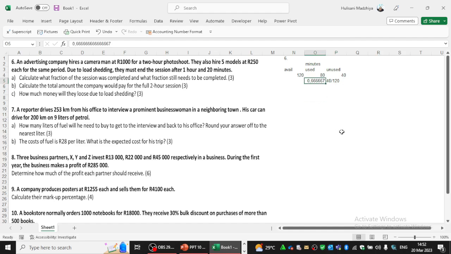Mind you, this one is converting into a fraction, as long as you understand. So this one ended up giving us a value of 2 out of 3, and this one giving us a value of 1 out of 3. And if you add those two together, they will give you 1, which is equivalent to the total hours that we have.